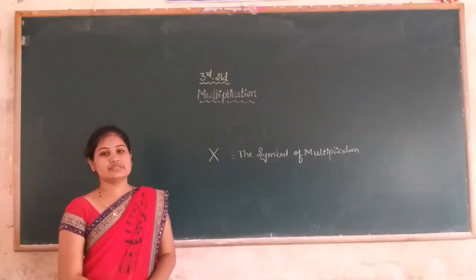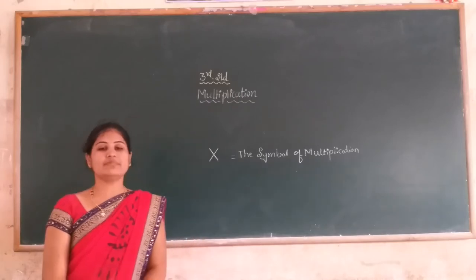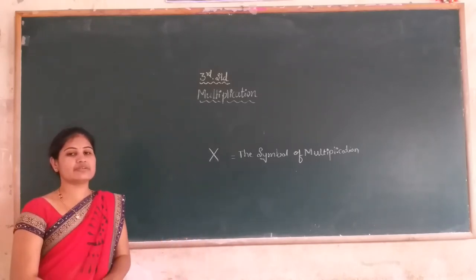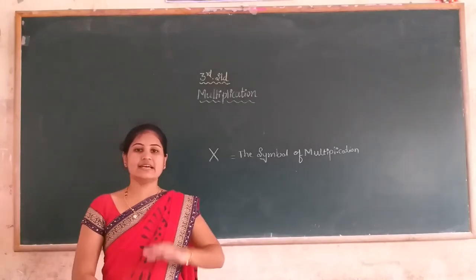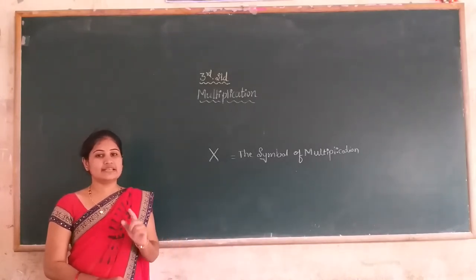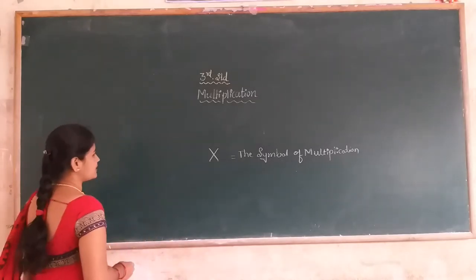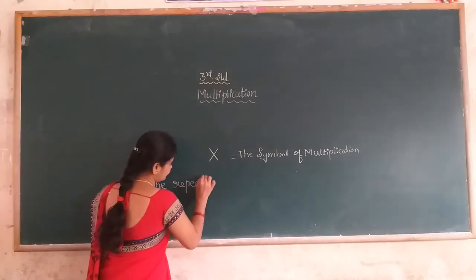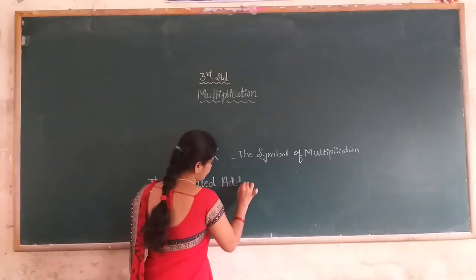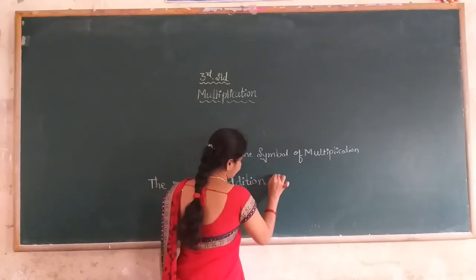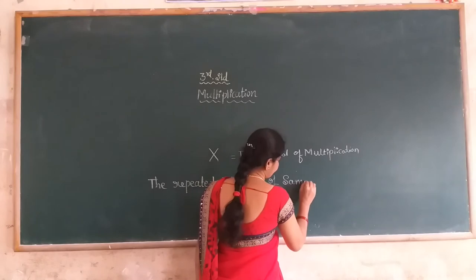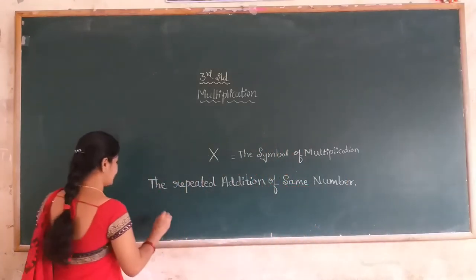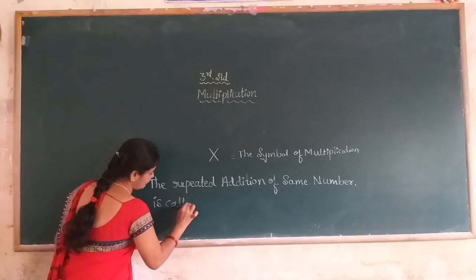Okay, dear students, what is the definition of multiplication? Multiplication means it is the repeated addition of the same number. Dear students, listen carefully. The definition of multiplication is the repeated addition of the same number. That is called multiplication. What is multiplication, dear students? The repeated addition of the same number is called multiplication.